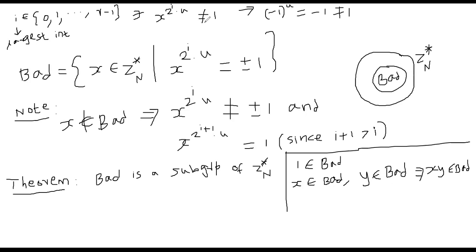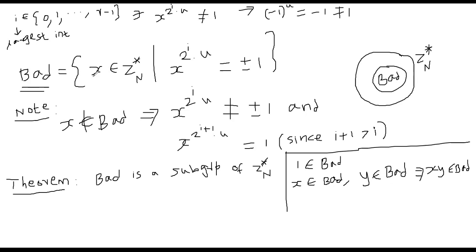All right, so now create a set called BAD, which contains all elements of the group Z star n such that x power 2^i times u is plus or minus 1. That's the set BAD. Clearly 1 belongs to BAD, so BAD itself is not an empty set, right? And if an element is not a part of BAD, then we are done. We can successfully factor n.